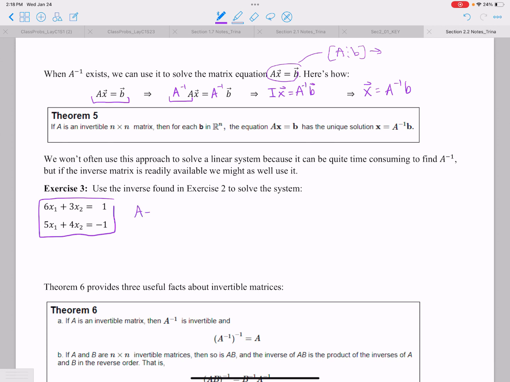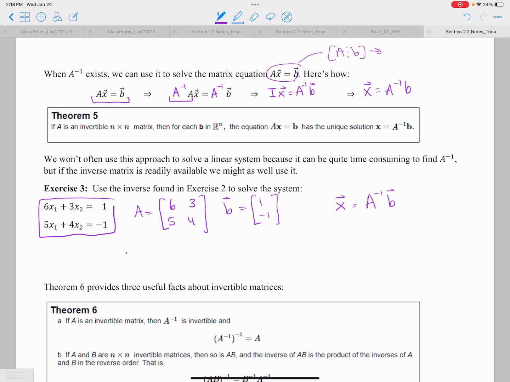So our A would be the coefficient matrix 6, 3, 5, 4, and B is the vector 1, -1. I know that x is equal to A inverse times B.